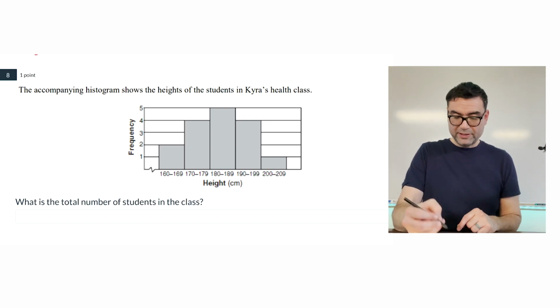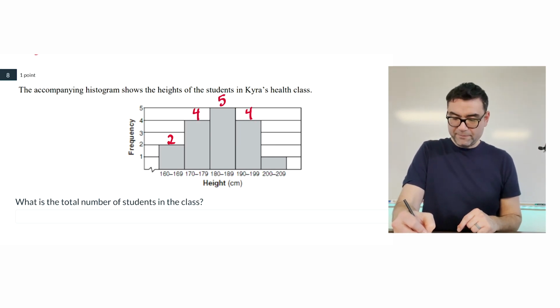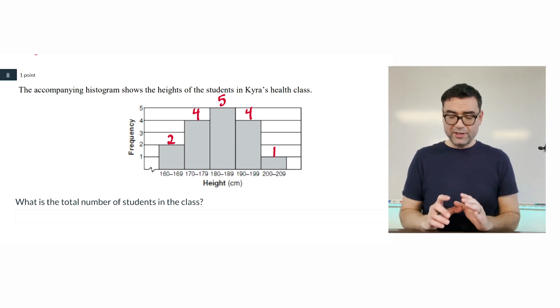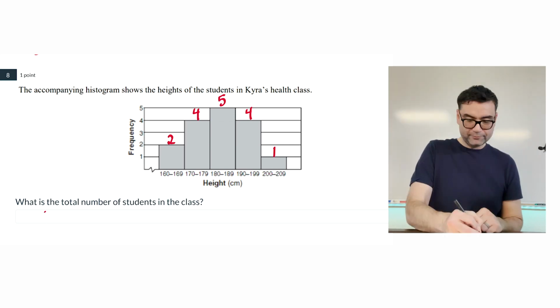The frequency tells you how many data values exist in that bar. So 160 to 169, there's 2 in there. The next bar has 4. The next bar has 5. The next one has 4. And the last bar has 1. So if you take the sum of these values, that's how many people were counted in the data set. So 2 plus 4 plus 5 plus 4 plus 1 would be 16.